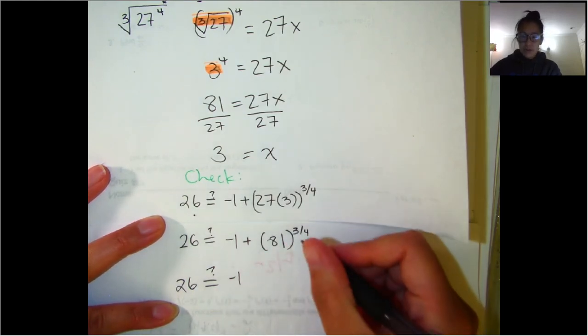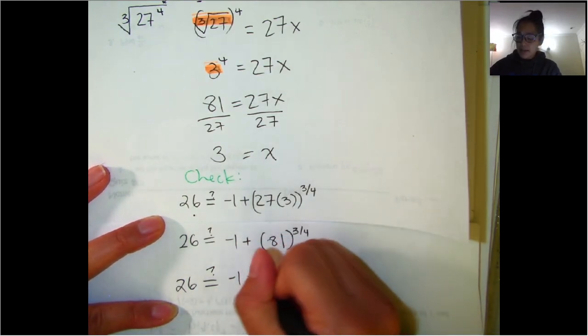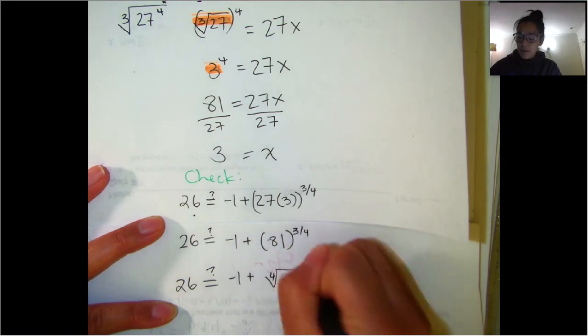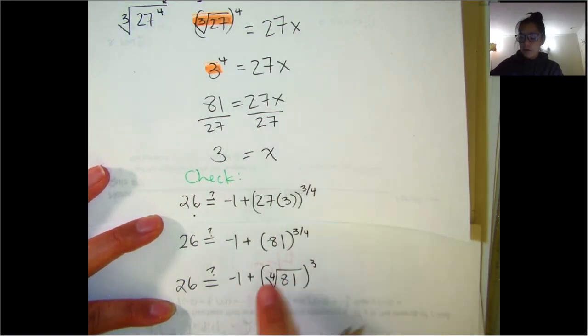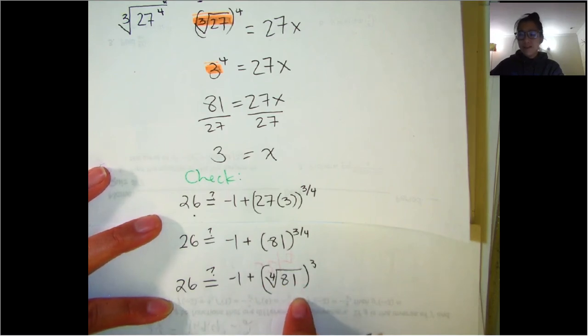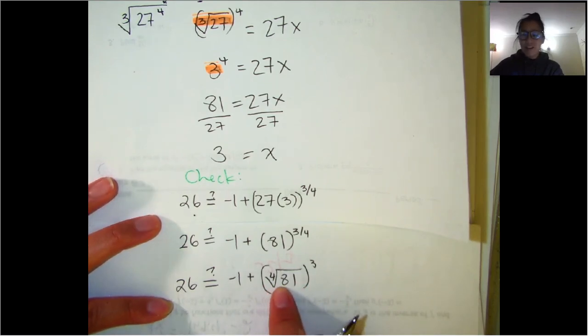And then we do 81 to the 3/4 power. That's the same as 4th root of 81, all cubed. So 4th root of 81, well, what is that? So what number to the 4th power equals 81? Well, that would be 3.